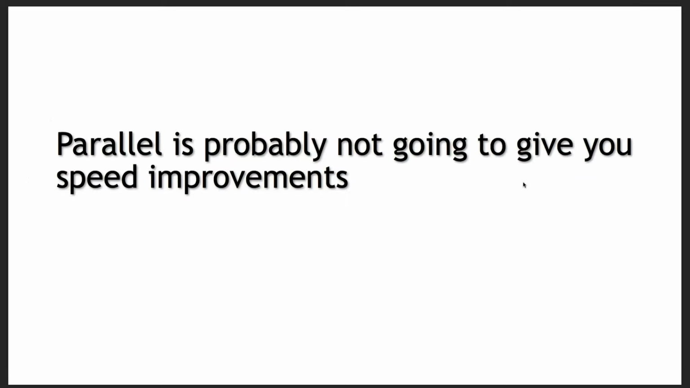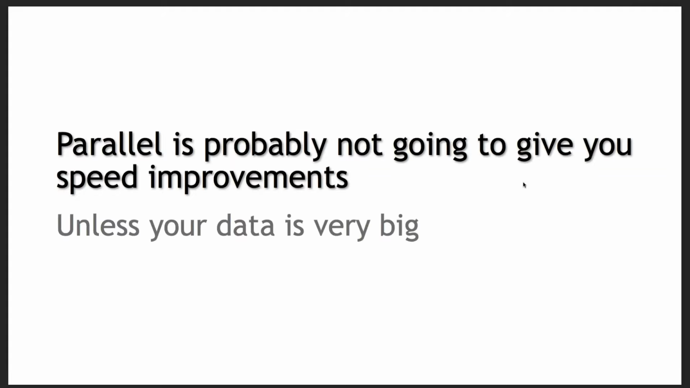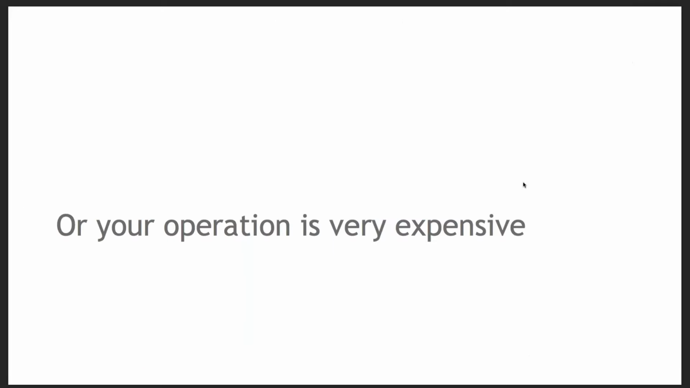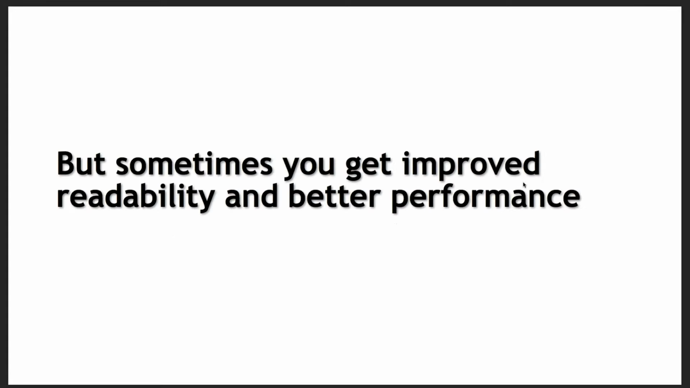And parallel is not going to magically give you speed improvements. Parallel is not some magic incantation which will just do all the hard work for you. It will give you speed improvements if your data is very big. For example, here we've got 10,000 elements. We're starting to see where parallel is giving us some benefits. And if your operation is very expensive, then you might want to use multiple CPUs and farm it out over multiple CPUs. Those are the cases where parallel is going to be useful for you.